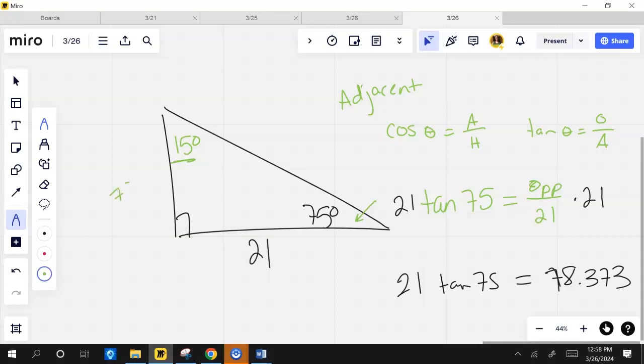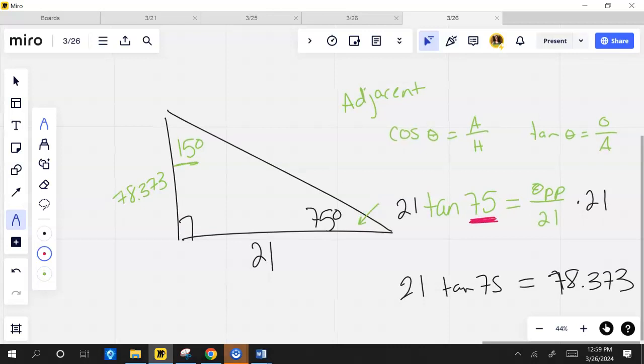That is this side right over here, because that was opposite. Remember, it's based on where you put your theta, wherever you called theta. I called theta 75, so everything I'm doing is based off of the 75 degree theta. This is really good stuff for a standardized test.